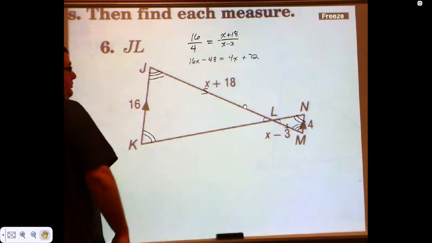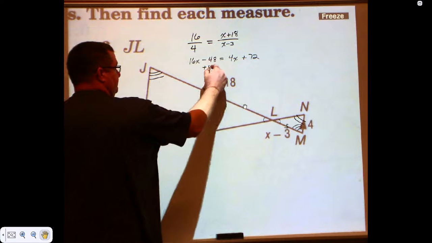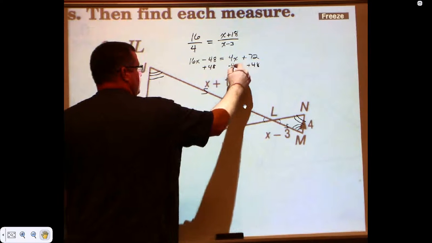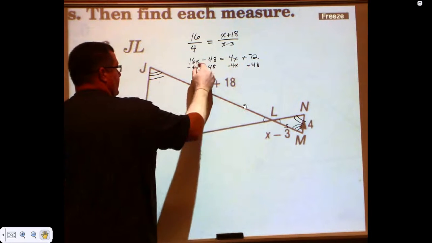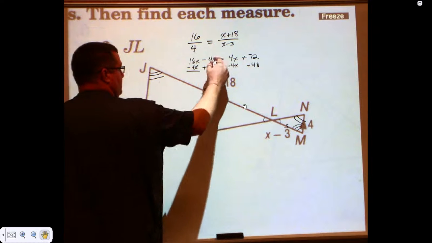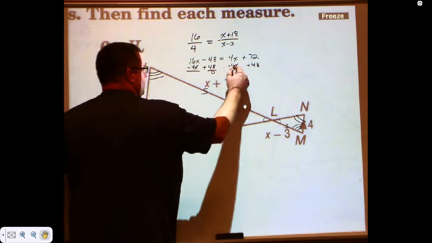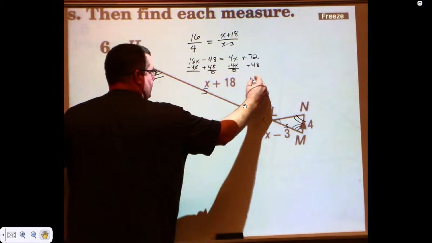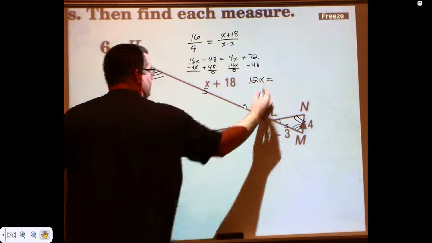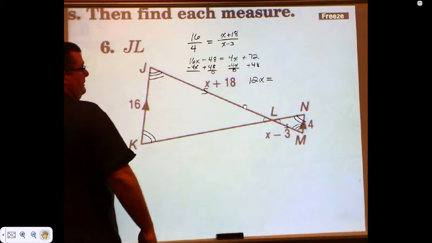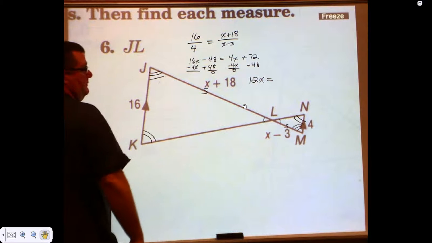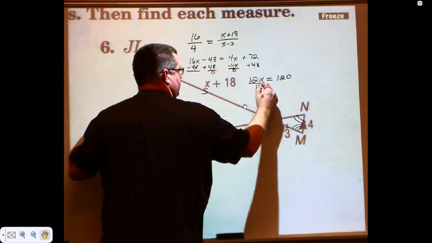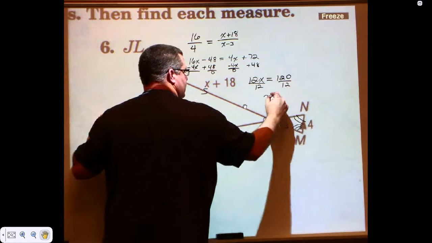Now this is an algebra problem, is it not? I would add 48 here, add 48 here, and subtract 4x, subtract 4x. These go to 0, these go to 0, leaving me 12x equal to 120. That worked out rather nicely. Divide both sides by 12, what's x equal to?